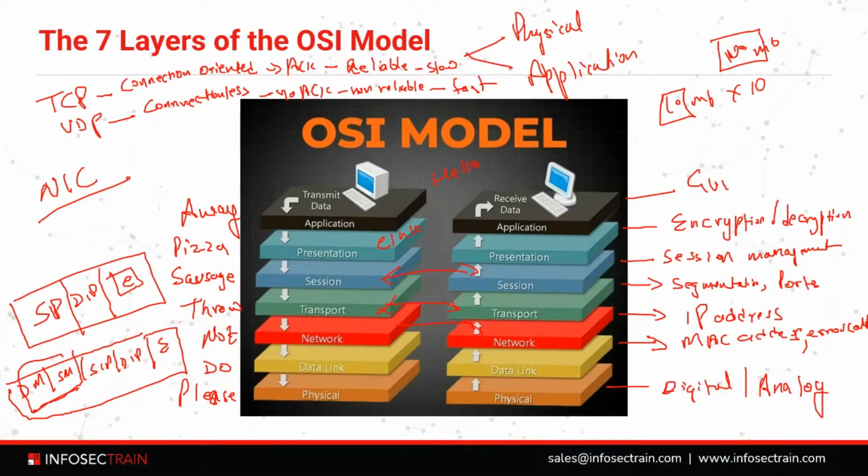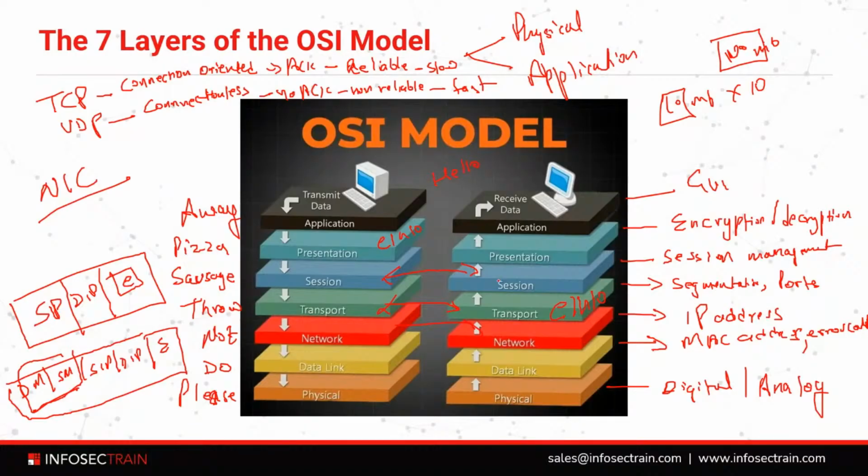If the destination IP matches mine, then this packet is for me, and it will send the segment to the transport layer. The same thing will happen to all the segments, and the transport layer will wait for all the segments to arrive. Once all the segments have arrived at the transport layer, then the transport layer will reassemble all the segments and send them to the session layer.